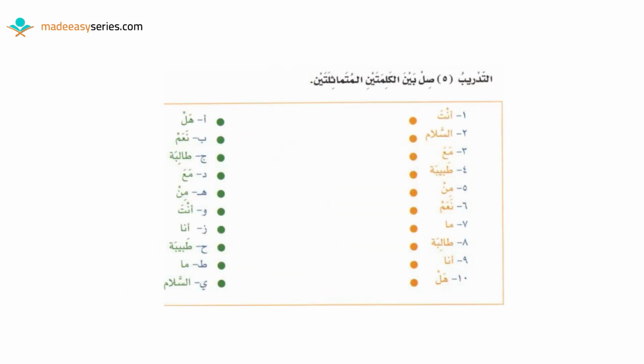Now let's move on to the next page. We have here التدريب الخامس, the fifth exercise. It says صل, which means connect, between الكلمتين المتماثلتين, the two words that are similar or the same. Here we're going to skip this exercise because what this exercise wants us to do is to look at the word on the right side and to match it with the exact word on the left side. This is straightforward and very simple, so we don't need to do this. Let's go to the last exercise.